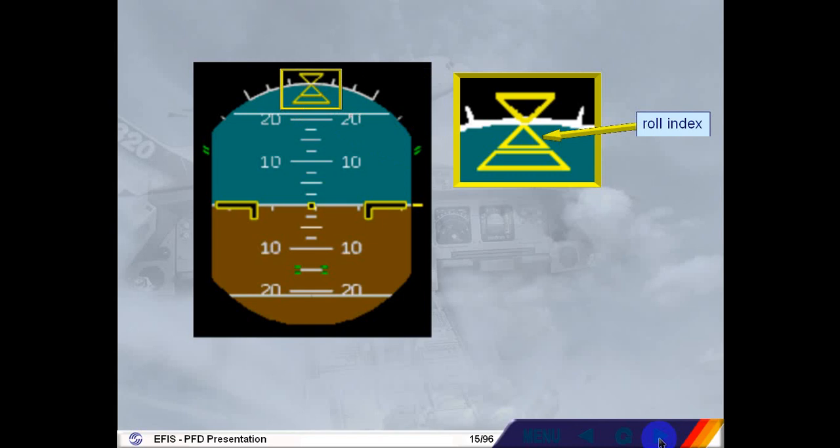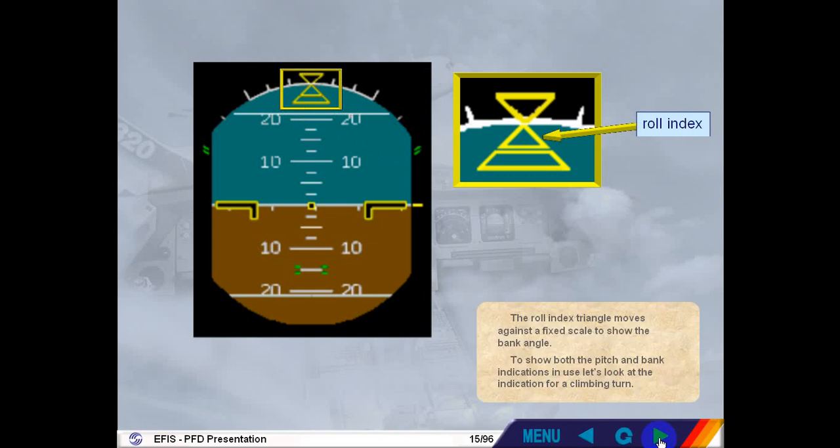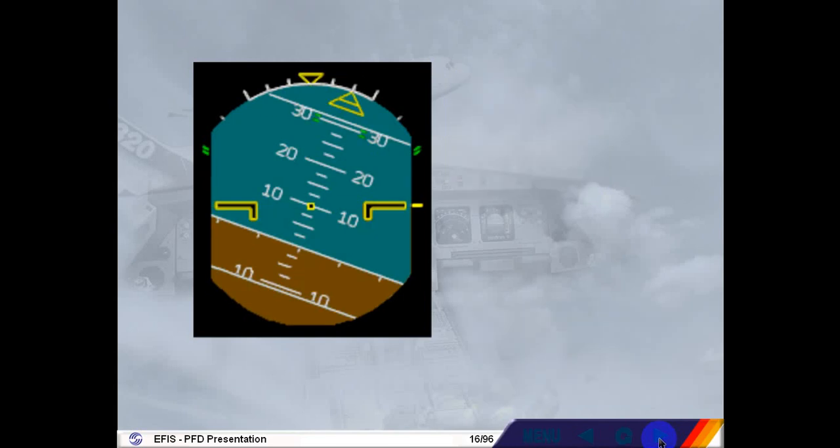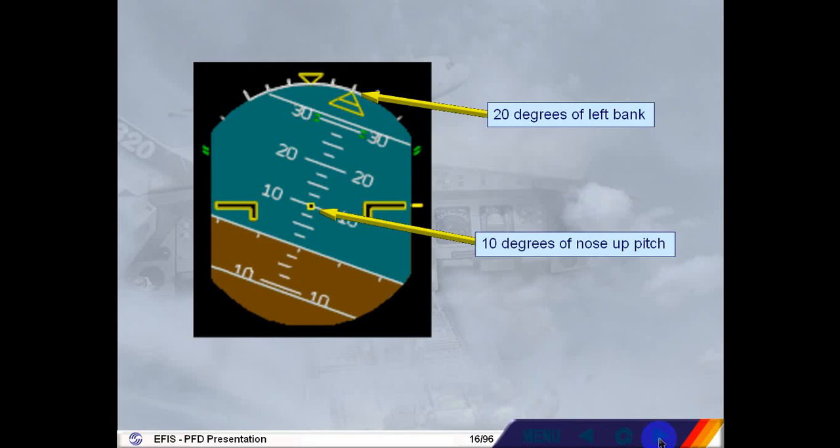To show both the pitch and bank indications in use, let's look at the indication for a climbing turn. In this example, the aircraft is in a 20-degree banked turn to the left, with a nose-up pitch attitude of 10 degrees.